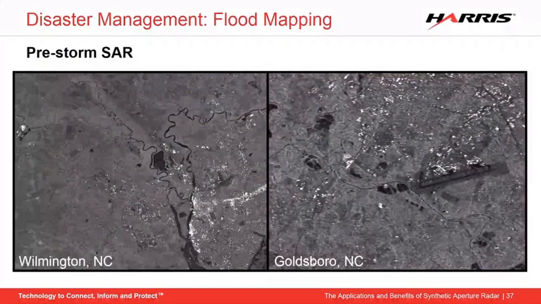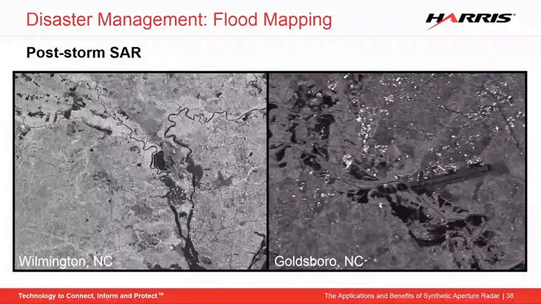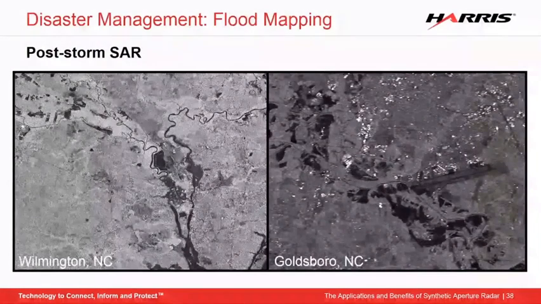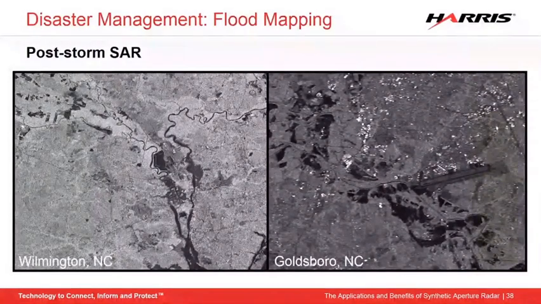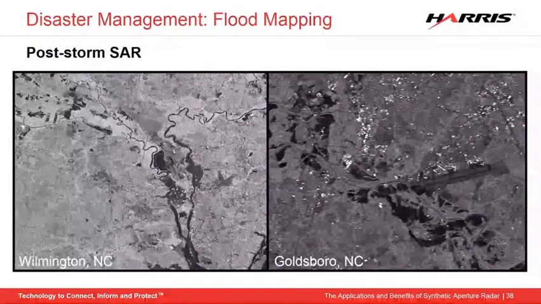Here we have some pre-storm SAR data. On the left-hand side, we have Wilmington, North Carolina, and on the right-hand side, we have Goldsboro, North Carolina. And we can see that there is a river running through the middle of the Wilmington one, with this much darker color. Now, if we go into some post-storm SAR data, we can see there's much more of this dark reflectance response, especially in the Goldsboro scene. And so we're able to detect this water much easier.